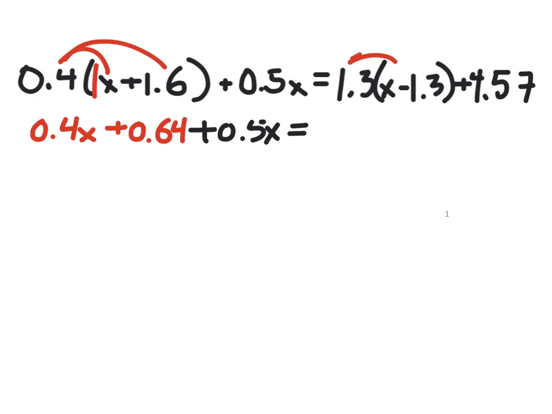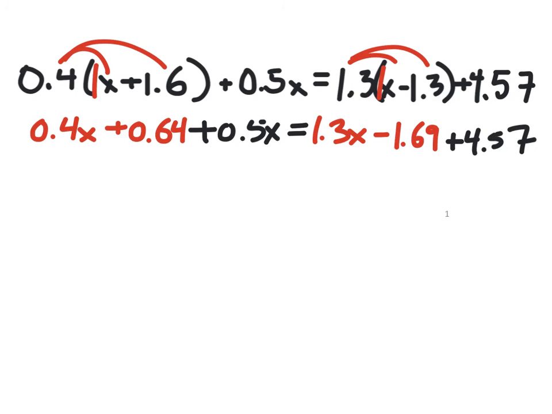Equals, and now we got this other distribution. But again, multiplying by 1 is not too bad. That's a 1.3x right there. Then I got 1.3 times a negative 1.3, which I don't know by heart, but looks like it's a negative 1.69. And then we got that plus 4.57. There we go. All right, so that's at least a little bit simplified right now.